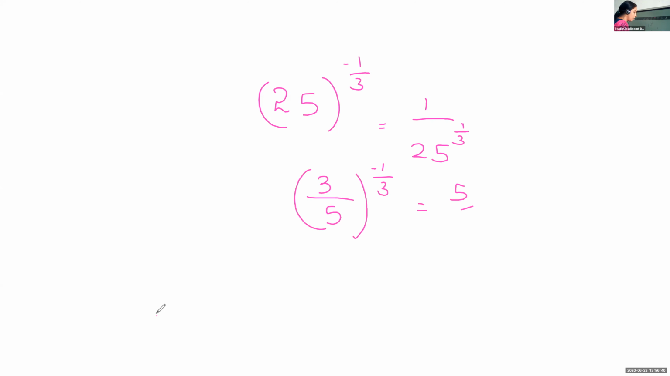5 by 3 all to the power of 1 by 3 only. In both the cases 1 by 3 remains same. There is no rule to make it as 3 by 1. Clear? Is it clear for you? Yes, ma'am. That 1 by 3 remains same if you are writing the reciprocal of one number. There is no law of exponent to make 1 by 3 as 3 by 1. Okay, exponents remain same.